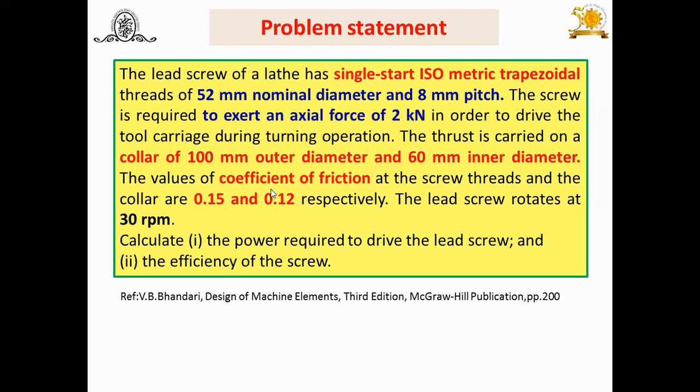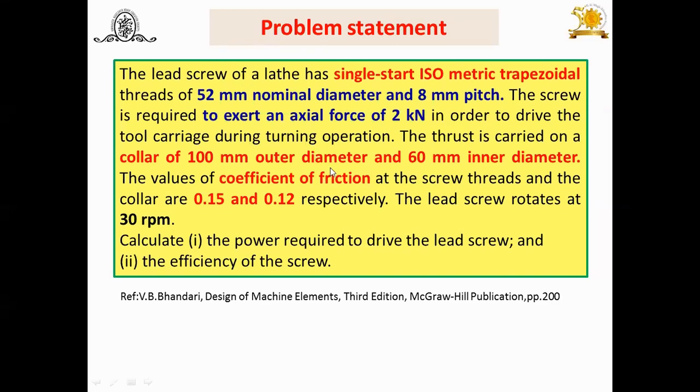I am going to note down. It's a lead screw, single start, trapezoidal, nominal diameter D 52, pitch 8 mm, and exert axial force W 2 kilonewton. Then thrust collar outer diameter 100, inner diameter 60, coefficient of friction for the thread surface 0.15, for the collar 0.12. So I have written all these dimensions. You can note down this problem statement.